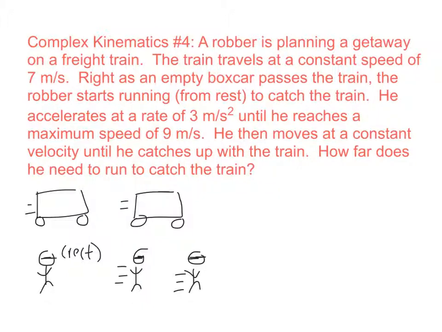We're going to break this up into part 1, when the robber is accelerating, and part 2, when the robber is moving at constant speed. So this scenario is similar to the cheetah problem in that the object is doing two different things, but this is a little bit more complex. Let's start with what we're given. And I'm going to list a given for part 1 and part 2. So given, let's say for part 1.